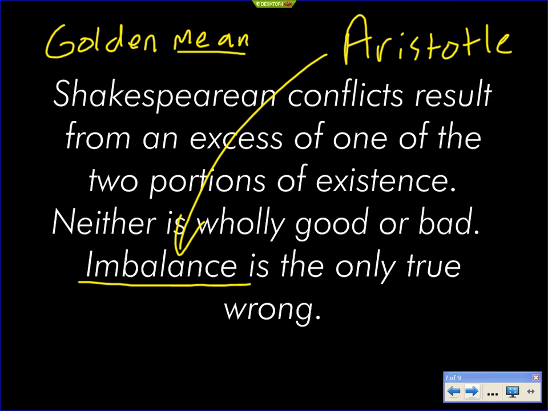And he's using the word mean in mathematical terms, like the meeting point between two extremes, the average, and so on. The golden mean is the average between two extremities. So, let me give you an easy to understand example. Courage is a virtue. Aristotle identifies it as such. He says, courage is a virtue because it lies between two extremes. Do you know what those extremes might be?